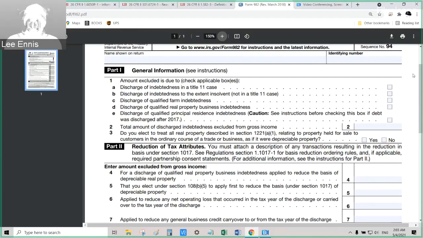There is a worksheet that goes along with this. I'm not going to go into that worksheet because, number one, it's not required. Number two, again, it's very straightforward. I will talk about it, but I'm not going to pull it up here.